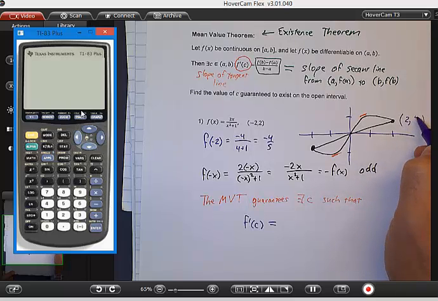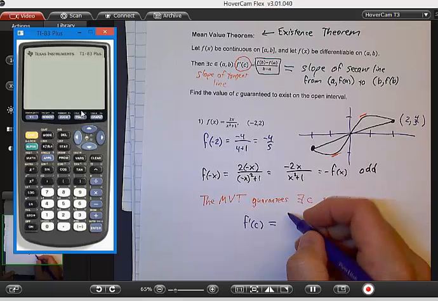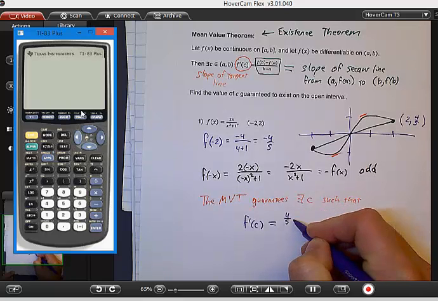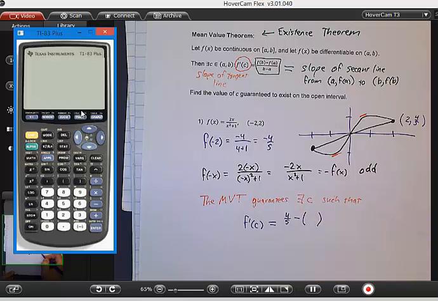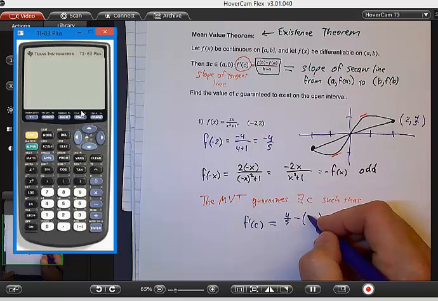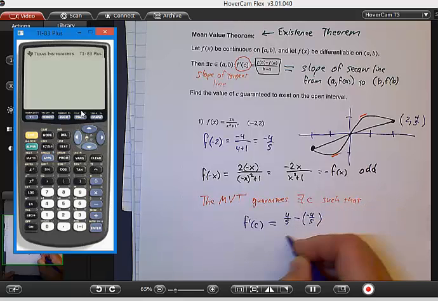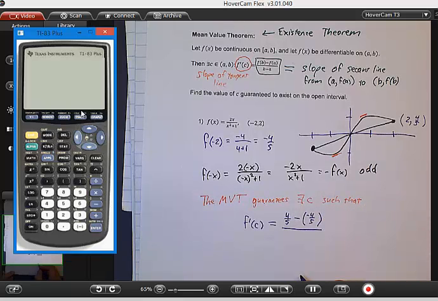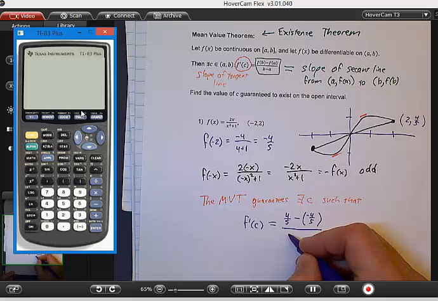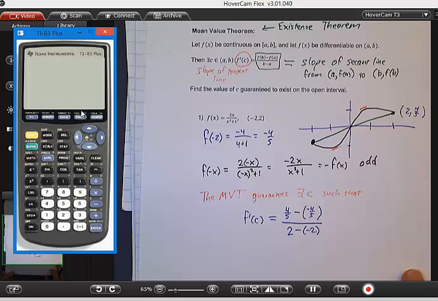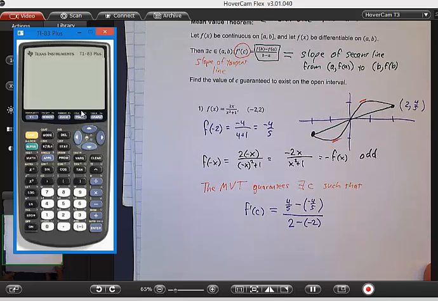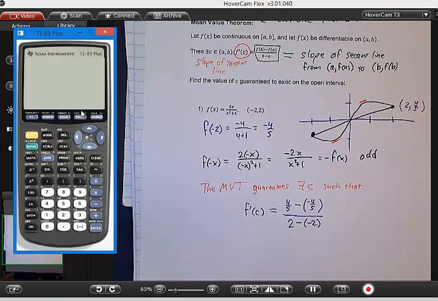2 comma 4/5. So F of B would be 4/5 minus, and what's F of A going to be? Negative 4/5. We computed that already. Over, and this would be, B minus A would be 2 minus negative 2. Right? Are you with me so far? So that's the equation that I basically want to figure out what C is.